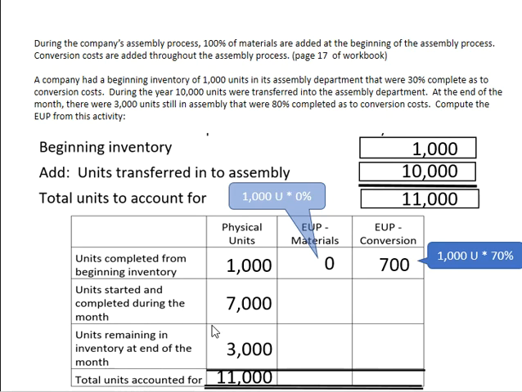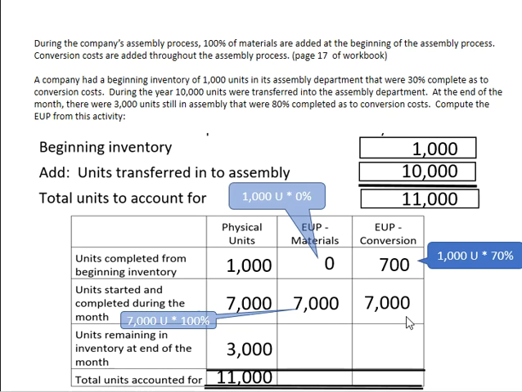Now we go down to the units started and completed during the month. This is a great calculation because anything that's started and completed during the accounting period is going to be 100%. We start at 0 and we end up at 100%. So our physical units will be 7,000 units times 100% equals 7,000. Also in the case of conversion cost, 7,000 units times 100% is going to equal 7,000 EUP for conversion costs.